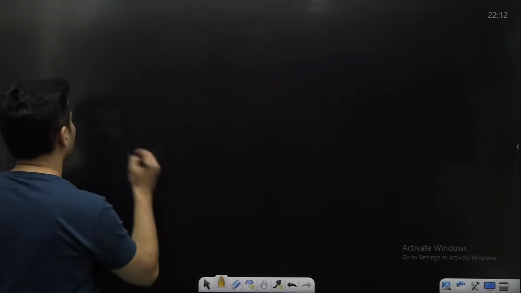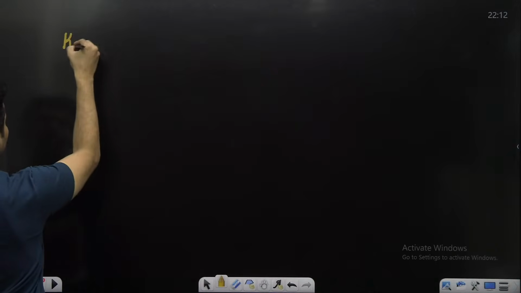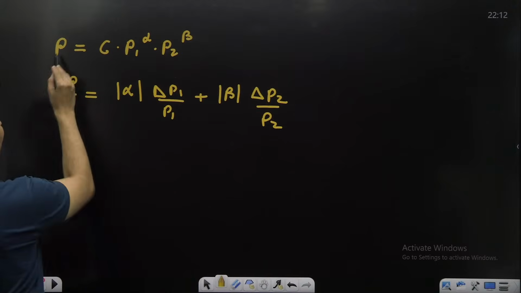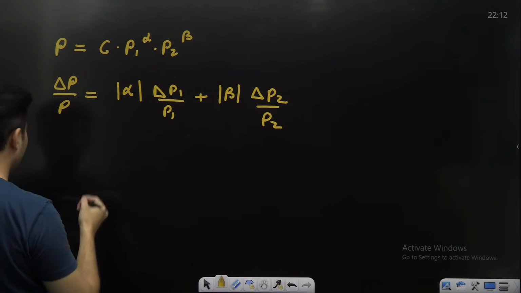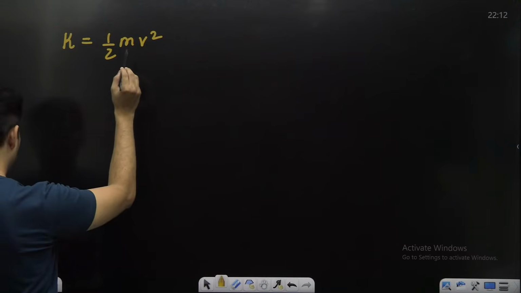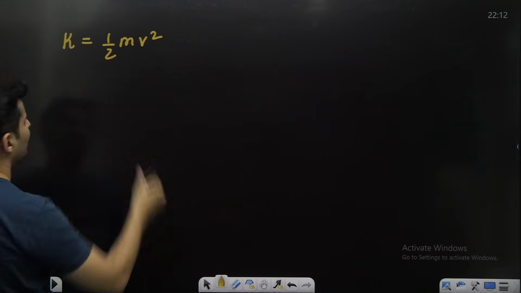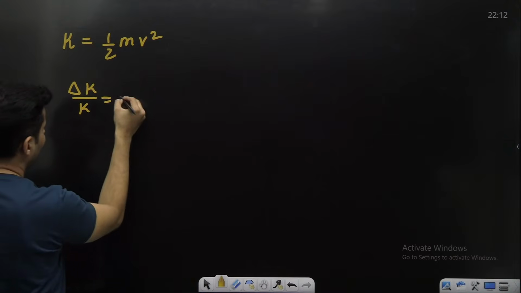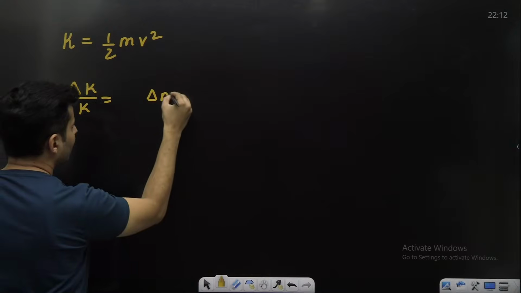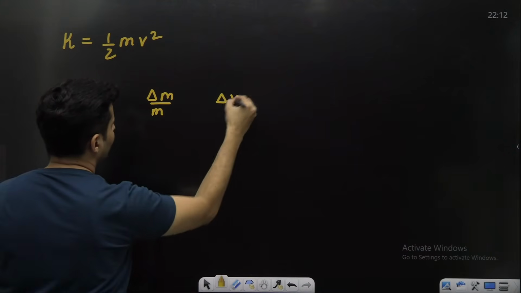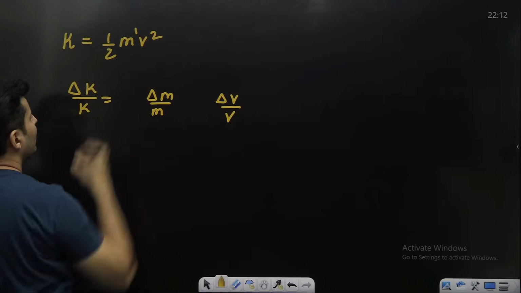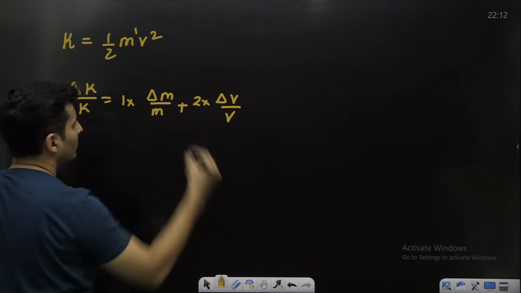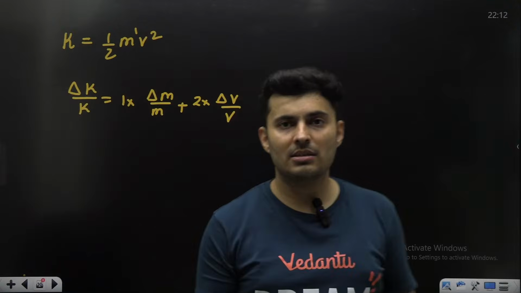Let me demonstrate this with an example. Imagine kinetic energy is half mv square. K is the physical quantity, the constant is half, mass is one of the quantities, and p2 is basically v square. So the relative error in the kinetic energy does not depend on the constant. You take the relative error in the mass, you take the relative error in the velocity. Mass is raised to 1, so you multiply it by 1. Velocity is raised to 2, so you multiply it by 2. That's all. That's what it says.